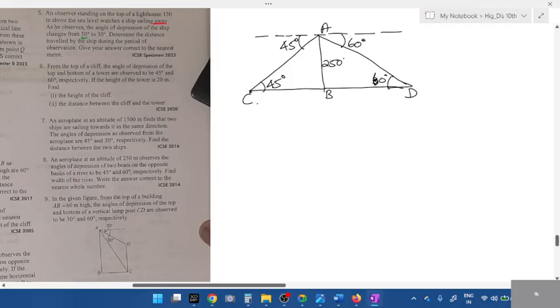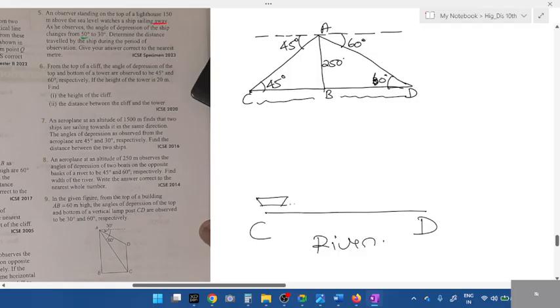So this is the river, students. CB is a river, BD is also the river. So basically the diagram is like this. C and D is the river. Okay, C and D. There is one ship sailing here, and there's another ship here. Ship or a boat, whatever it is. It is sailing towards this direction, and this image is being observed by an aeroplane on top. There's an aeroplane flying on top.